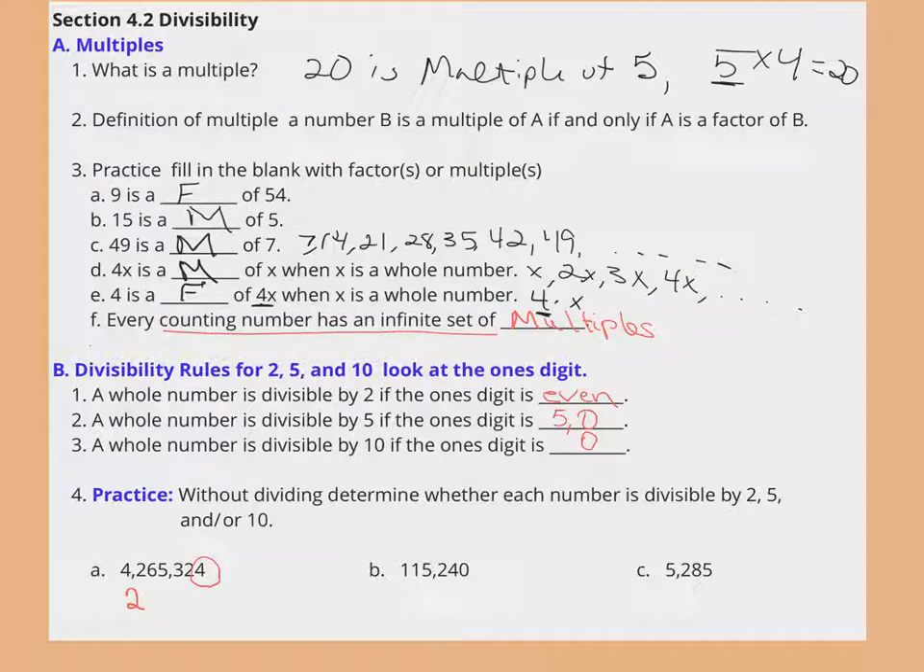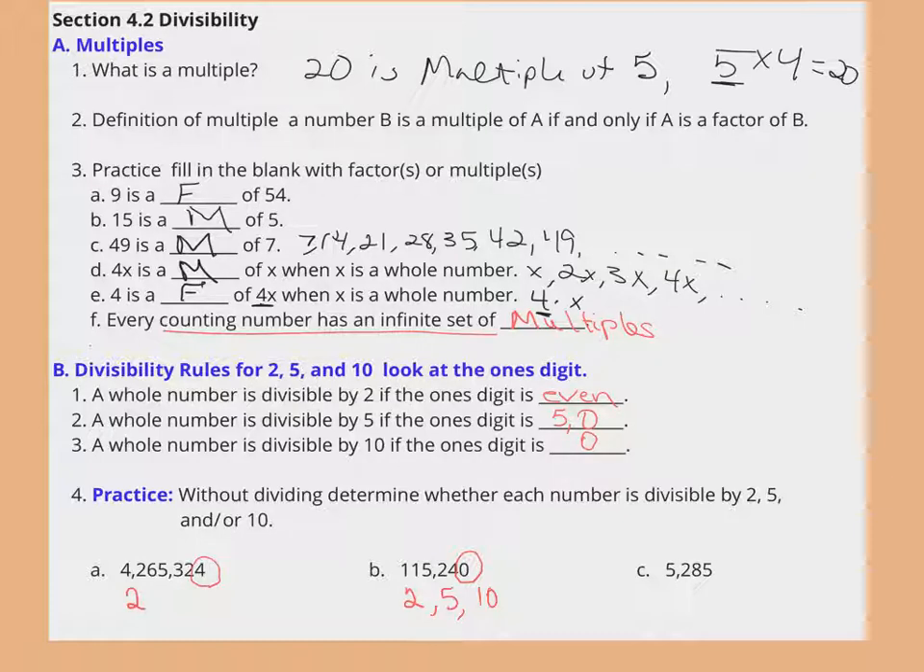If we look at B, 115,240, we're going to look at that ones place. It ends with a 0, so we know that it's even, so it's divisible by 2. We satisfied the rule for 5, it's divisible by 5, it ends with a 5 or a 0, so we know that it's divisible by 5. And then it ends with a 0, so we know it's divisible by 10. So this particular number is divisible by 2, 5, and 10.